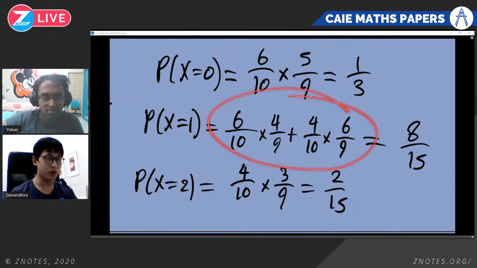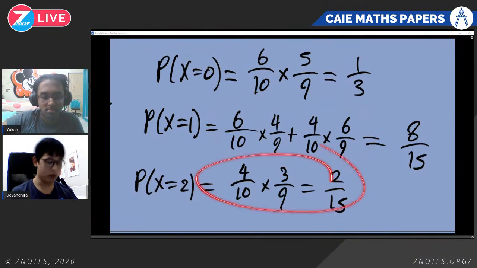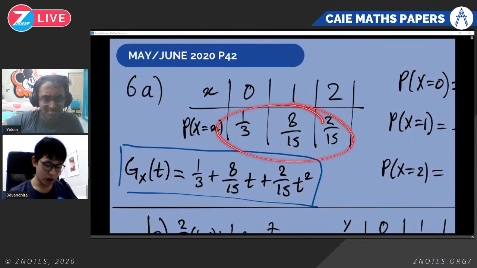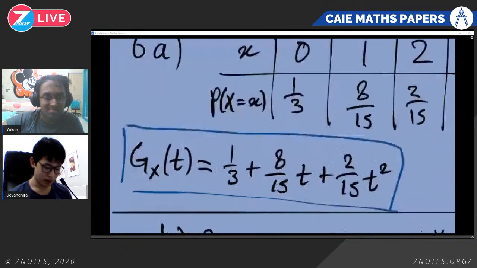That's why you have to add these two probabilities. And same thing for two balls. So you should get these numbers. Now, how do you make the generating function? So the generating function, all right.